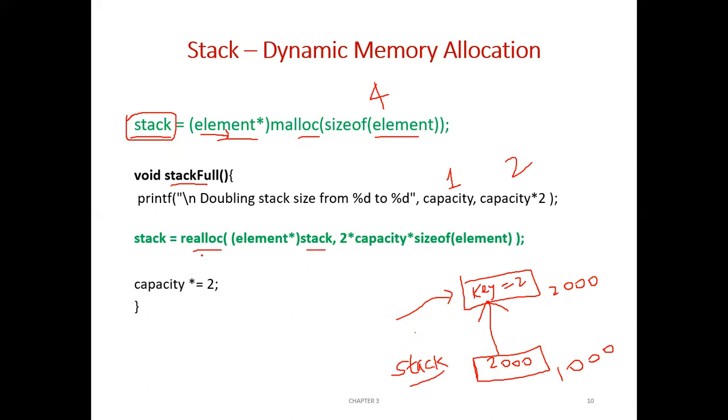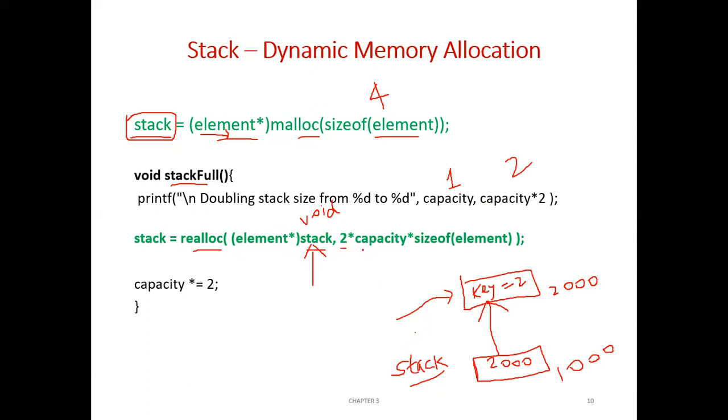By default, the first argument of realloc is a pointer. But if you refer to the syntax, it is a void pointer. A void pointer is one which can point to any item, but you have to typecast. Here this void pointer should point to an address of an element, so we are typecasting it to element *. Then how much should the size be increased? It should be doubled.